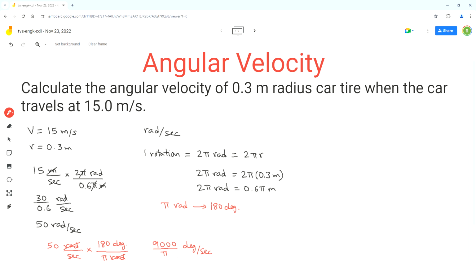For the rounded answer, we can divide 9000 by pi. I get 2864.79 degrees per second. So this should be the final answer, rounded to 2 decimal places, for degrees per second. So these are the steps you have to keep in mind to solve a problem like this one. So I hope you'll find this video useful.